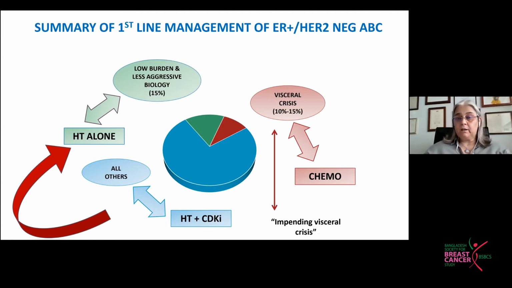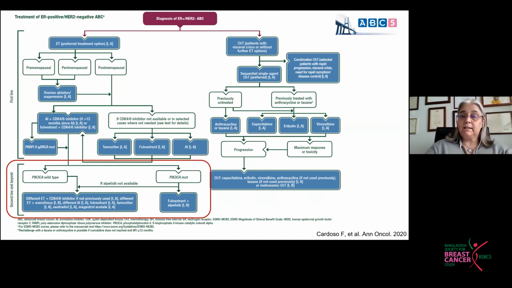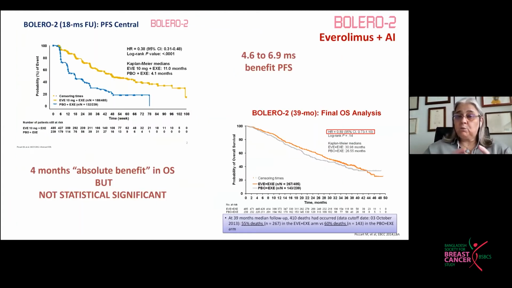Now let's move to options in the second line setting very quickly. So what we have here, we have other targeted agents that we can combine with endocrine therapy. One of them is an mTOR inhibitor called everolimus. This agent provides a very good progression-free survival benefit. If you see, it's more or less the same benefit as the use of a CDK4/6 inhibitor in second line. So this is a second line study. But the trial was not sufficiently powered to see the survival difference. So we do not have a proof that it improves survival.